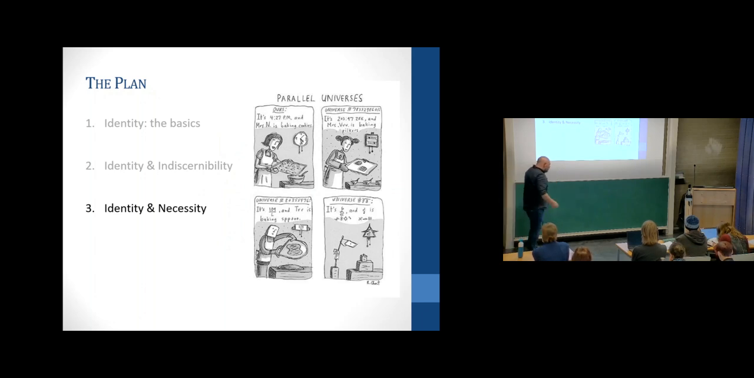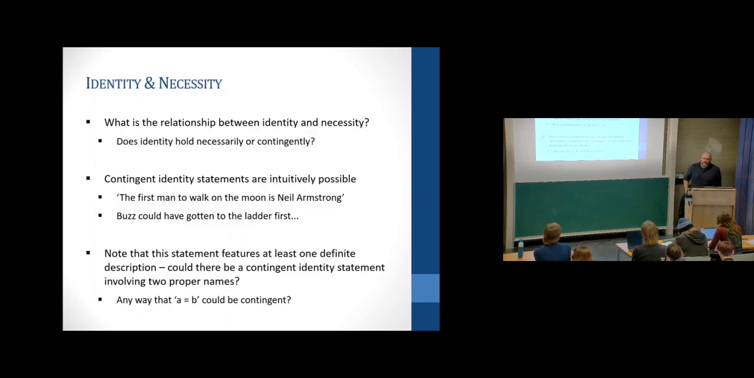And we're going to think about what's the modal strength of numerical identity. If two things are in fact identical, does that mean that they're identical in every possible situation? So kind of invoking some of the modal logic that we talked about before. So what's the relationship between identity and necessity? Does identity hold necessarily, or is it merely contingent? That is, it could hold in one situation and could fail to hold in another.